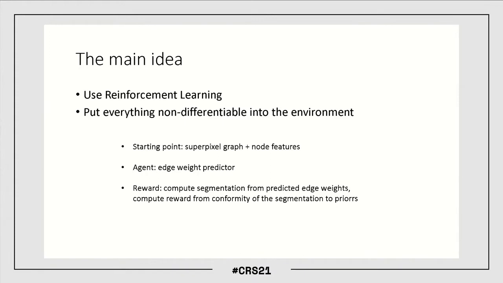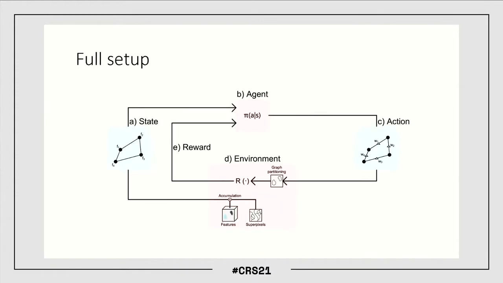Right, so as a full setup, this is what we have. We have the agent in there. The whole pipeline starts from having superpixels, right? And then on the superpixels, we have some features like intensity. I mean, they are actually learned in a self-supervised manner, so let's just say they're provided. These superpixels and the features comprise the state.